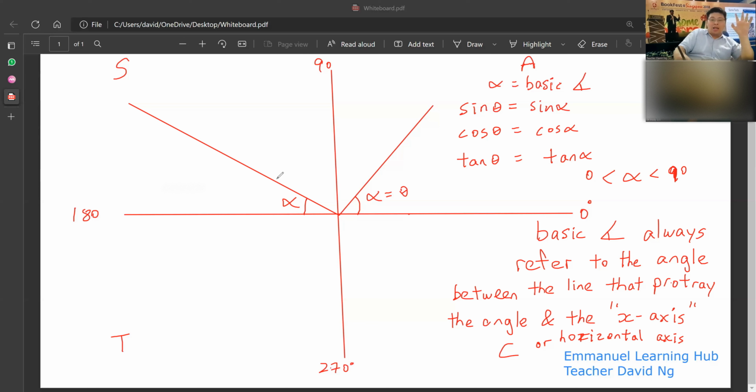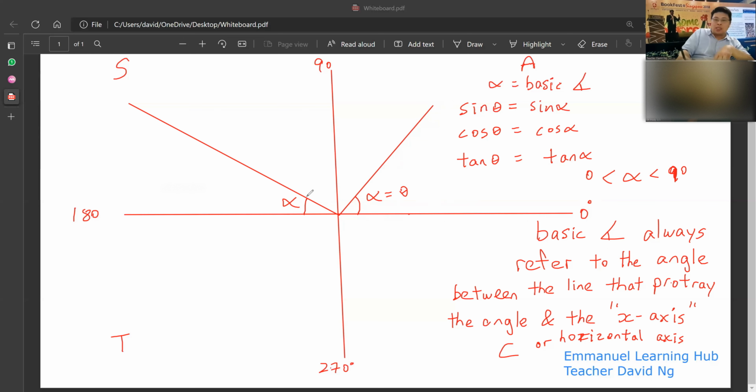The calculator will not tell you the angle in other quadrants. If you want to find the angle in another quadrant, you have to do the necessary thing, which I'm going to bring up now. So you're clear what the basic angle is. It's the angle between the line that you draw to portray the angle and the x-axis, the horizontal axis. Not the vertical axis, remember. Horizontal axis only. Clear?